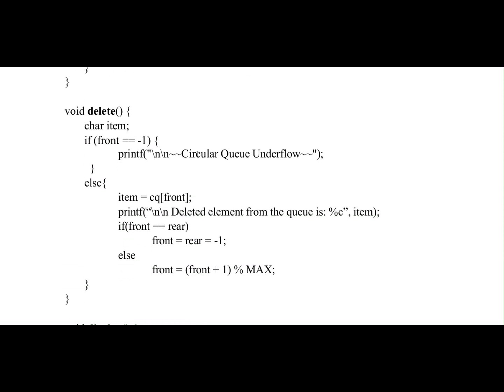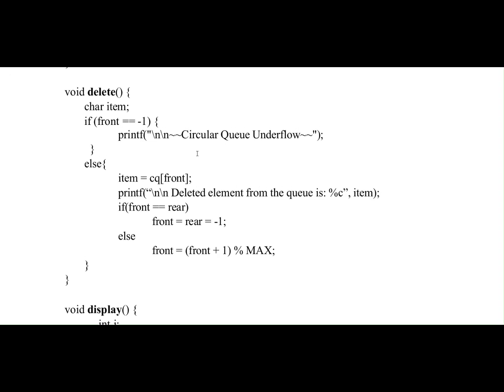In void delete, first we are checking whether the queue is underflow, that is, the queue is empty. If the queue is empty, we are not going to delete any item, as none are present in the queue. So the condition to check that is front equals -1. If the condition is true, it will display circular queue underflow. Else, we save CQ of front into an item, then we display the item which we have deleted. And if front equals rear, that is, we are checking whether a single element is present in the queue, then we take front equals rear equals -1. Else, front equals (front plus 1) modulo max.